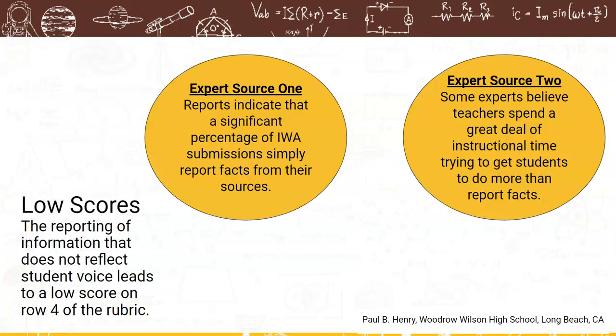So let's take a look at what this might mean in terms of a low score. Once again, reporting of information does not reflect student voice and leads to a low score on row 4. Here we would see expert source 1. Reports indicate that a significant percentage of individual written argument submissions simply report facts from their sources. So this would be information from one of my sources.